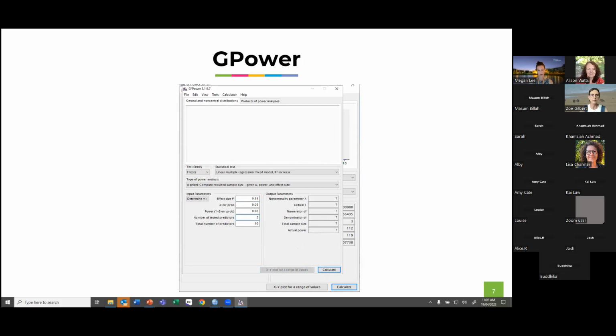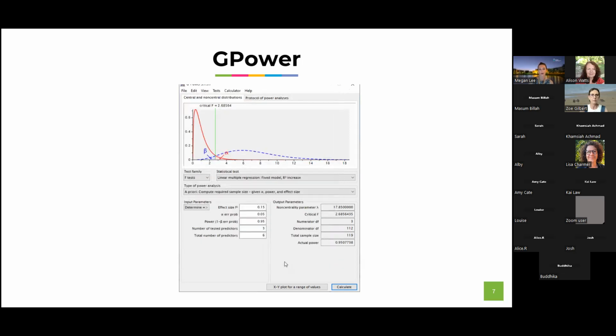We can put 2 in here if we want to include our DB. But the total sample sizes are coming up very small for some reason. Maybe because of our number of predictors, because we've got so many of them. Cool. So that is how to do your G power and to get your number of participants.